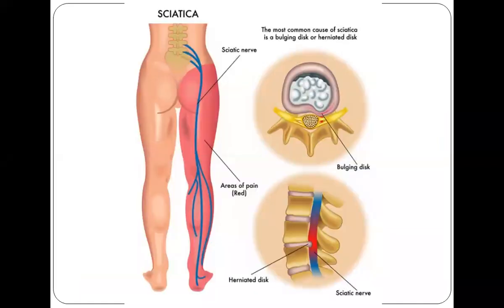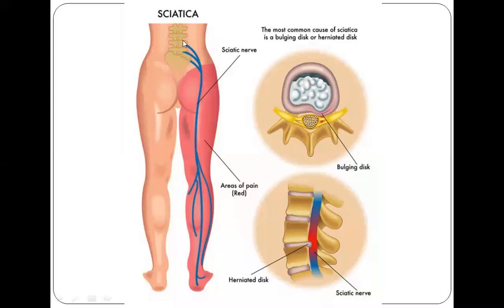Another clinical aspect is something called sciatica. I think some of you would have heard of this. Suppose the intervertebral disc, the cartilaginous disc present between two vertebrae, has a bulge. This is called intervertebral disc prolapse. It can affect or compress the root of the sciatic nerve.